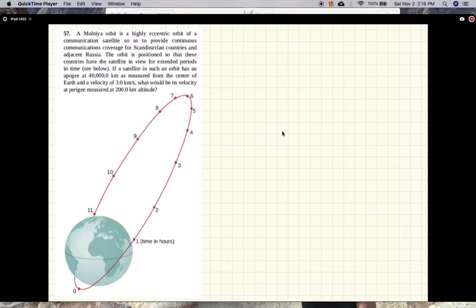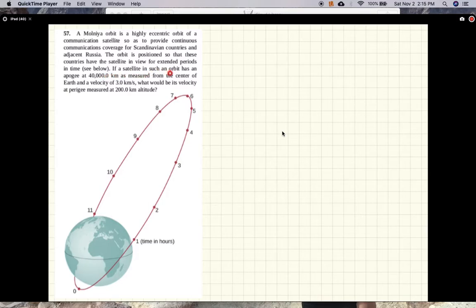So those countries would see the satellite for all this time, and then it will go out of view for this time, so that these countries have the satellite in view for extended periods.